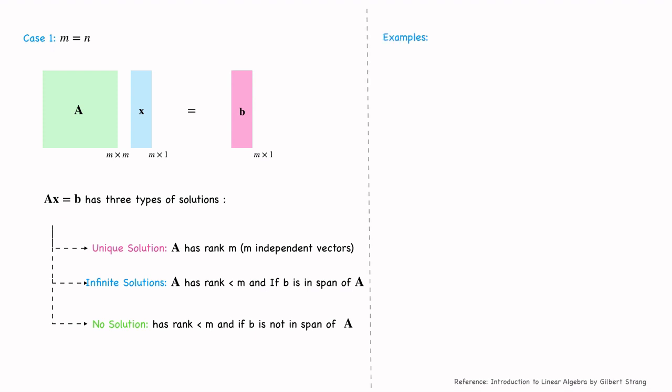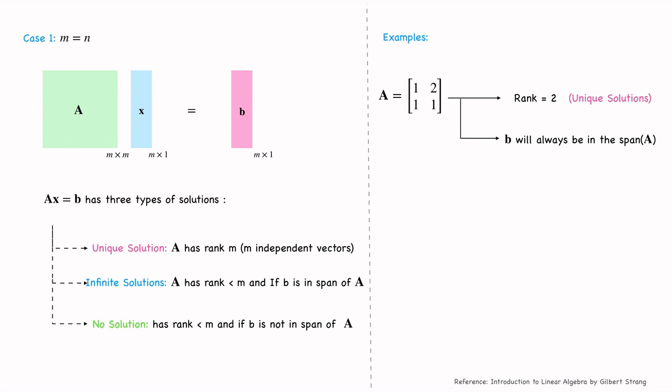Let us take an example and understand how such a scenario looks. Let us take this example where A is a 2 cross 2 matrix which contains 2 independent vectors. So rank is 2. It has a unique solution because A spans the whole 2-dimensional space, and whatever b may be, it will always be in the span of A. So it will always have a solution, and that solution is always unique.